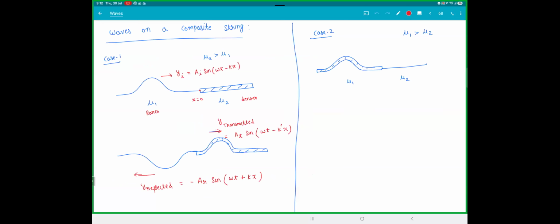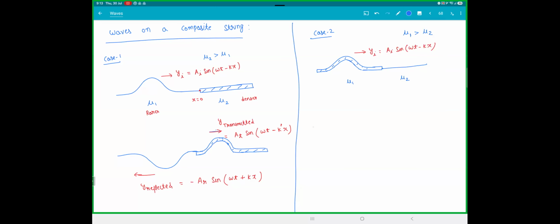Think of it like this. If a cycle goes and hits a lorry, the cycle will bounce back. If a lorry goes and hits a cycle, it will go with the cycle. So it will just push forward. It will not get inverted. So this will be your y incident, which is A incident sine omega t minus kx.